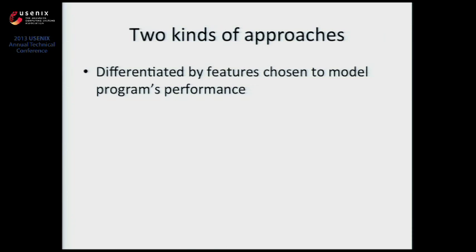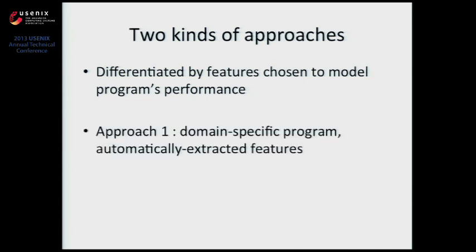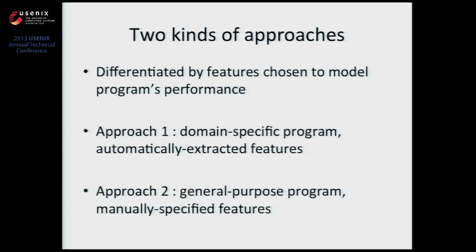There are many techniques proposed for predicting program performance. We can classify them into two kinds, differentiated by features chosen to model program's performance. The first approach, features are automatically extracted for domain-specific programs. Examples are operation counts in database queries and network packet header values in network trace analysis. The second approach, it applies to general-purpose programs, but users need to manually specify what features to use. For example, users manually write code to generate features.